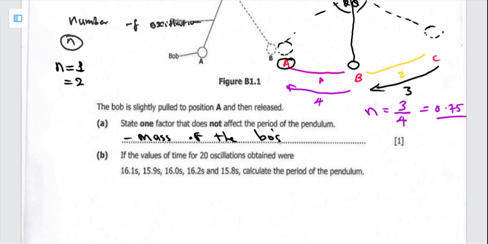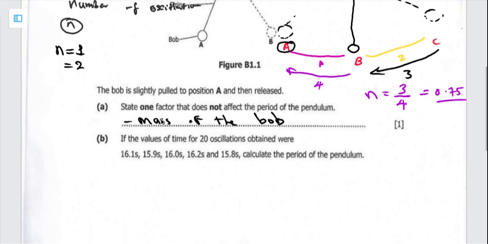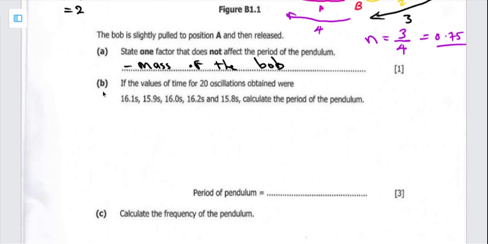Then question B: if the values of time for 20 oscillations obtained were 16.1, 15.9, 16, 16.2 and 15.8, calculate the period of the pendulum. So this is the time taken. These were just like the survey which they undertook to obtain 20 oscillations. What we need to do here is find the average. How many are they? 1, 2, 3, 4, 5. So I have to add them, then divide by 5.